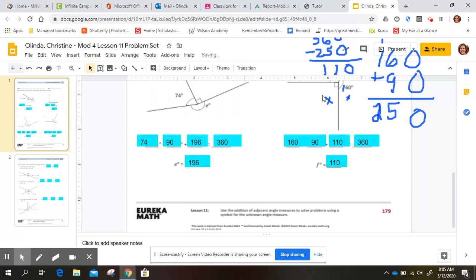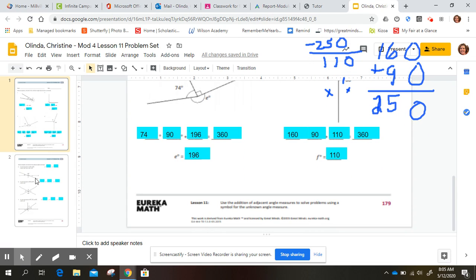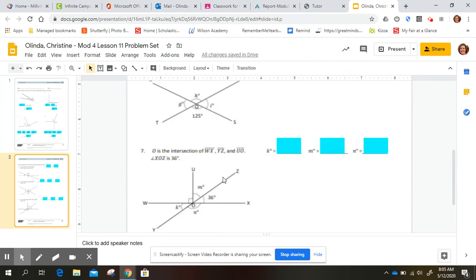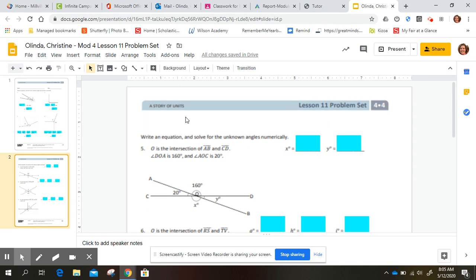All right, now I need to move down to the second slide, so you'll click on the number 2 over here. It says write an equation and solve for the unknown angles numerically. O is the intersection of AB and CD. So this is line AB, this is line CD, and the intersection is where they touch, that's O.